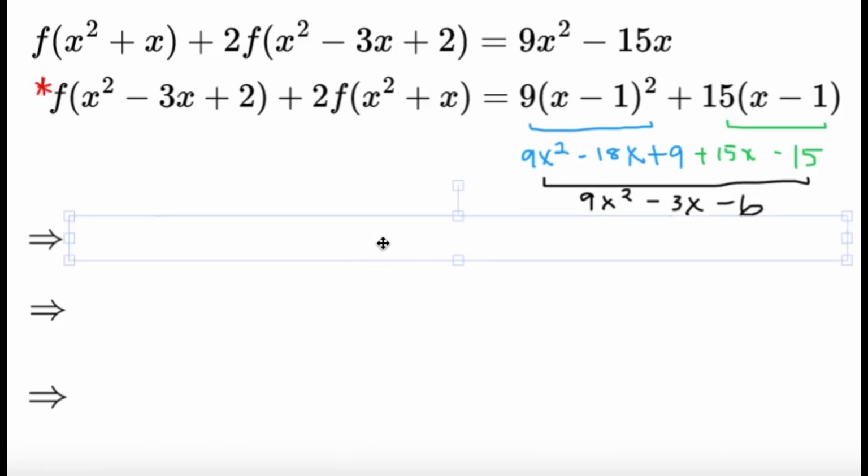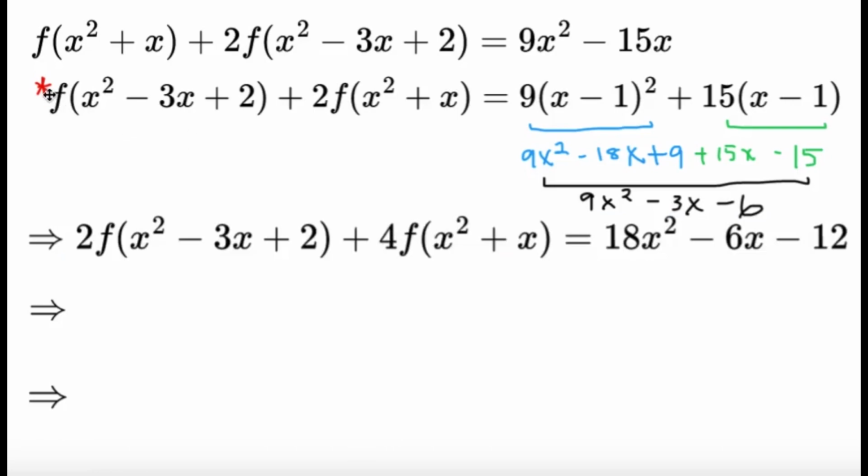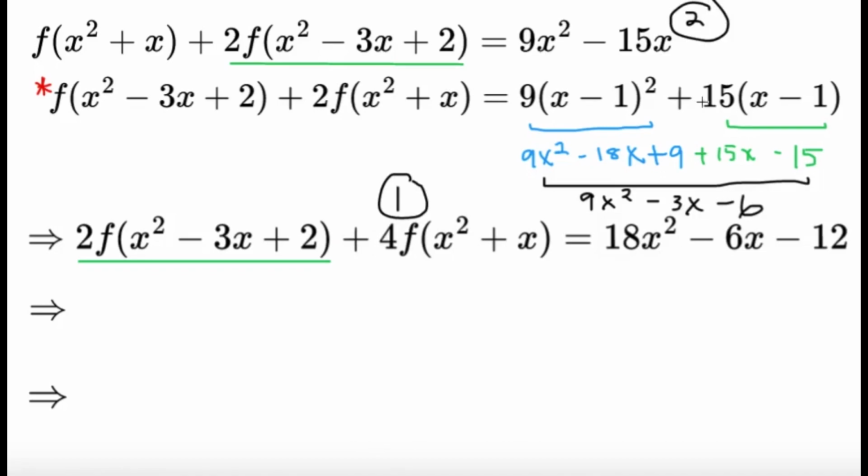All right, so now we're going to do the elimination technique. So I propose we're going to do the following. I'm going to multiply this highlighted expression in the asterisk by 2. Now, why do I want to do that? It's because I'll get this 2 times f of x squared minus 3x plus 2 in two equations. And what we're going to do is do elimination. We're going to do equation 1 minus equation 2 in the next step.